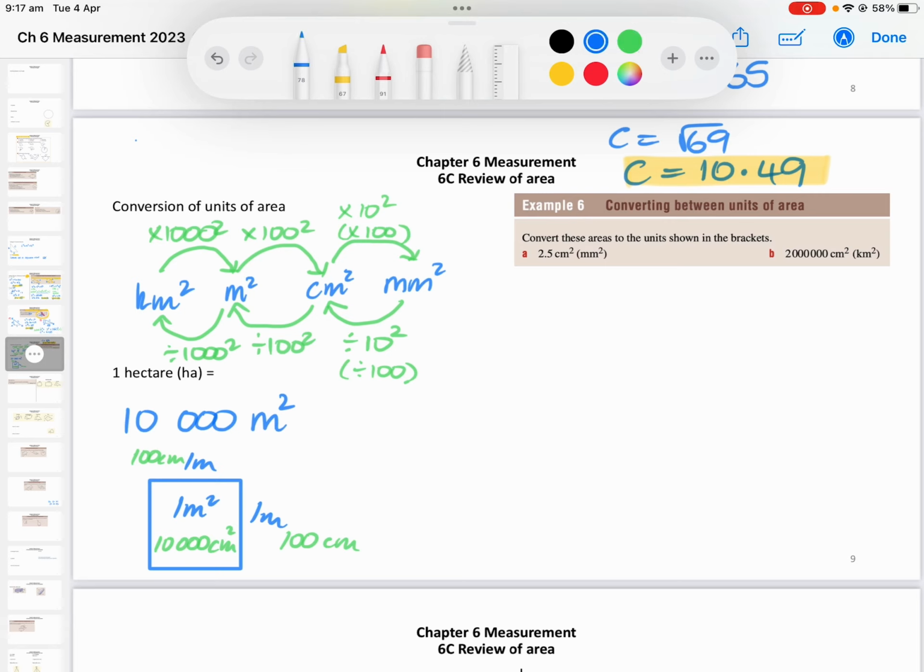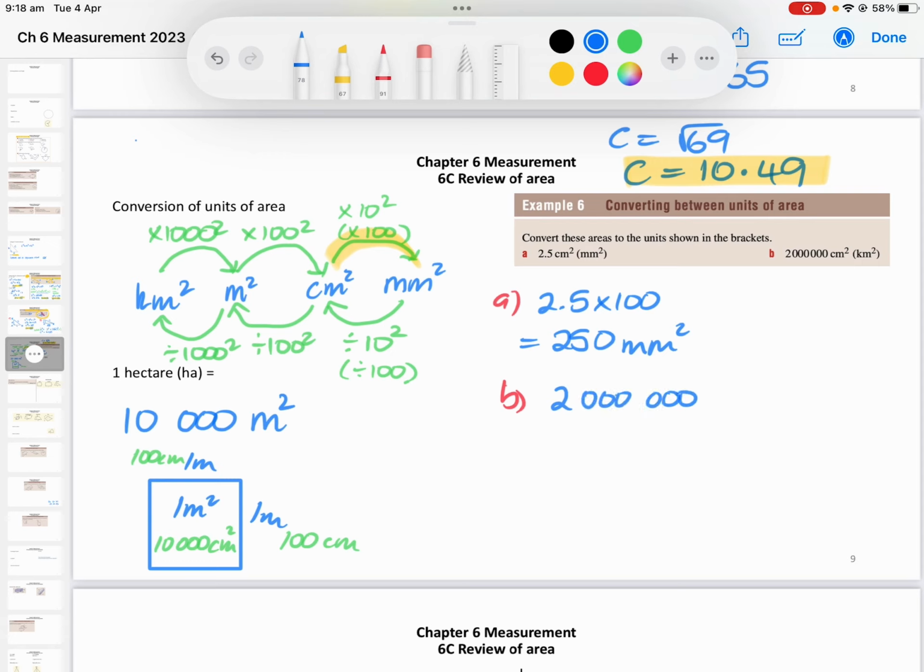So if we want to convert some units, here we'll do centimetres squared to millimetres squared. So I'm looking here, it's going this way, so it's times by 100. So I've got 2.5 times by 100. You might know that, or you can do it on your calculator. That's 250 millimetres squared is what it becomes. Let's have a look at B. This is a big number, isn't it? We've got a 2 and we've got 6 zeros.